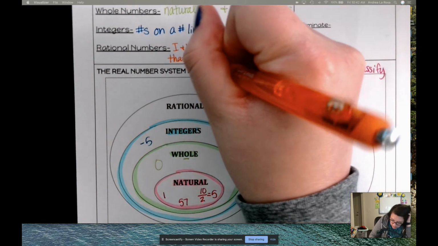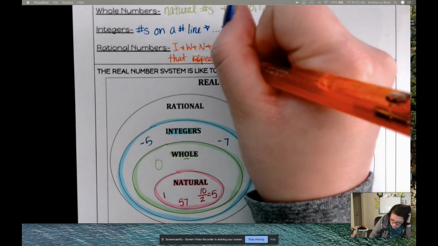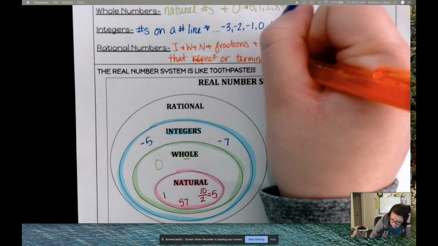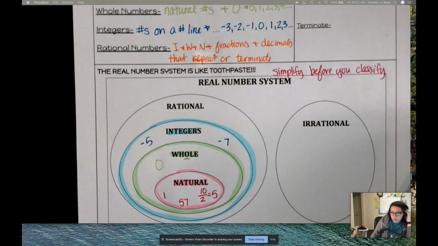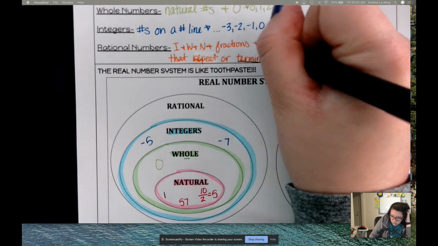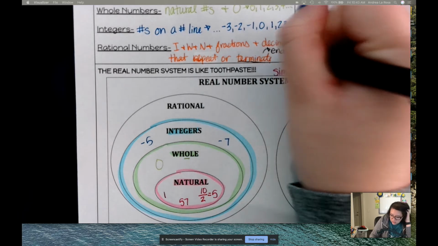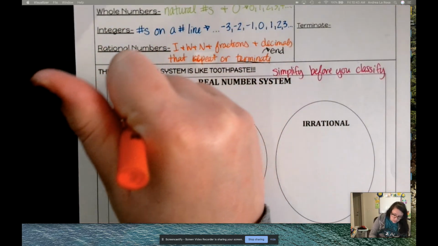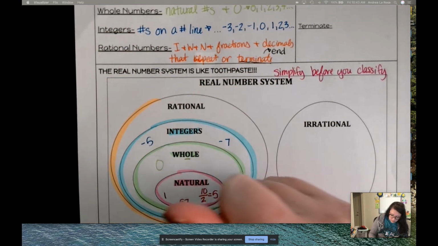Decimals that repeat or terminate. We talked about that word terminate a little bit before when we talked about square roots. Remember that the word terminate means end. So these rational numbers include all these other numbers that we've talked about before.